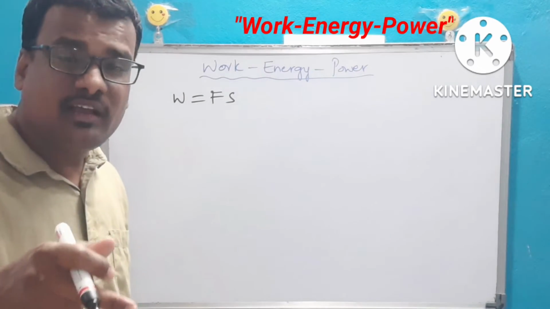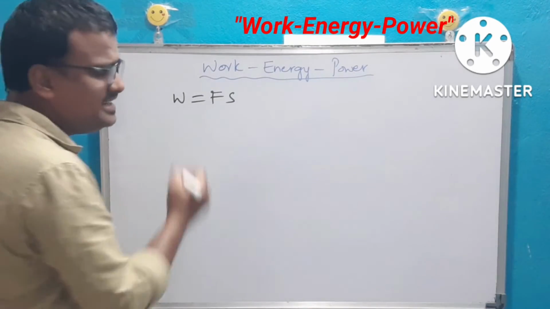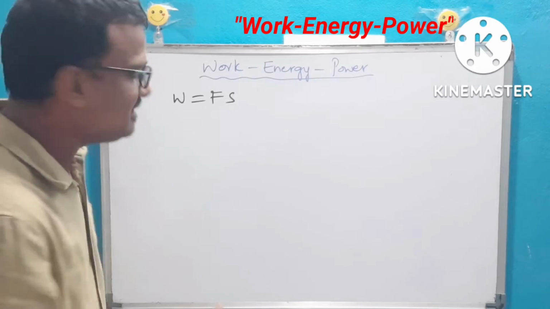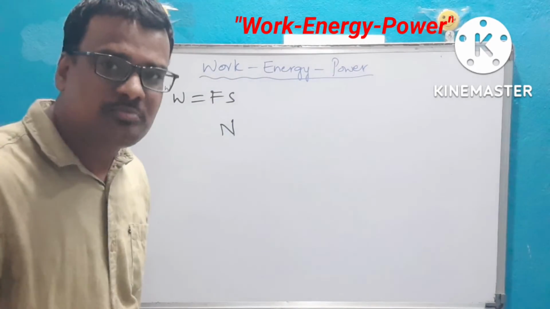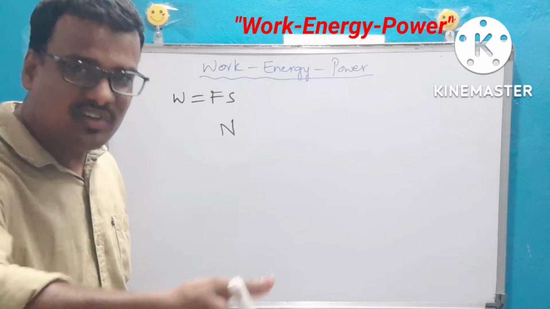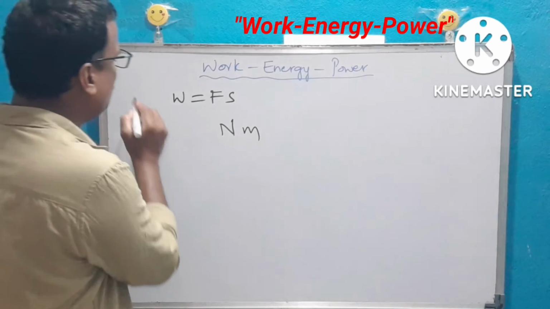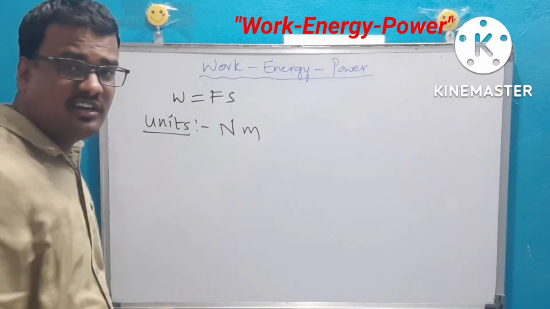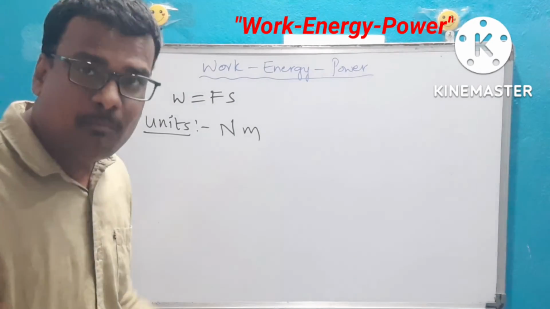Now we have to derive the units from this equation. F means force. So what are the units for force? Newton, right? And S is displacement. What are the units for displacement, distance? Meter. So that's why Newton meters. So the units of work done are Newton meter.